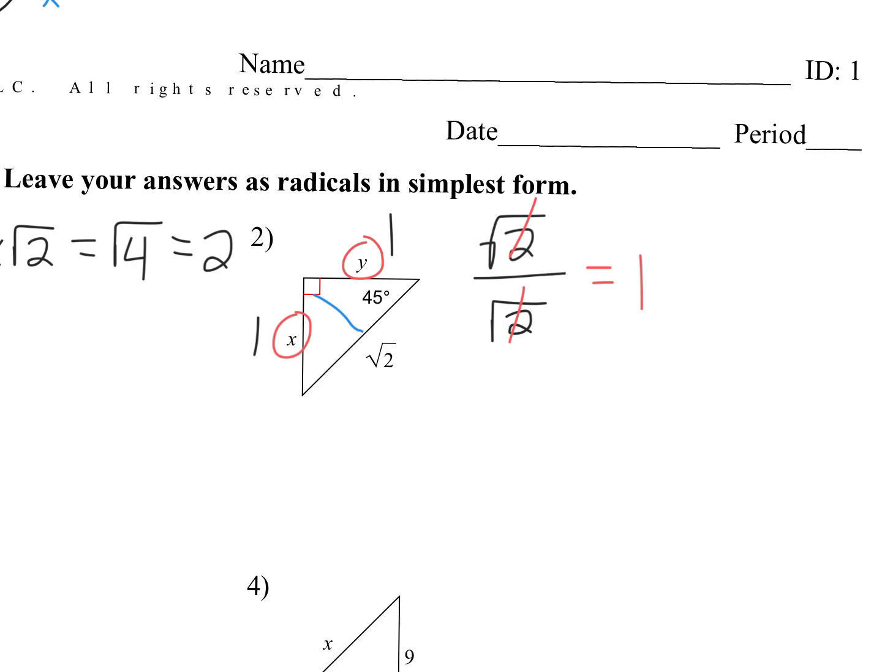Okay. What if we started with 1? We started with the leg. How do I go to the hypotenuse? We multiply by the square root of 2. Well, what's 1 times the square root of 2? What's 1 times anything? 1 times the square root of 2 is? Square root of 2. And is that what our hypotenuse is? Yep. Okay.